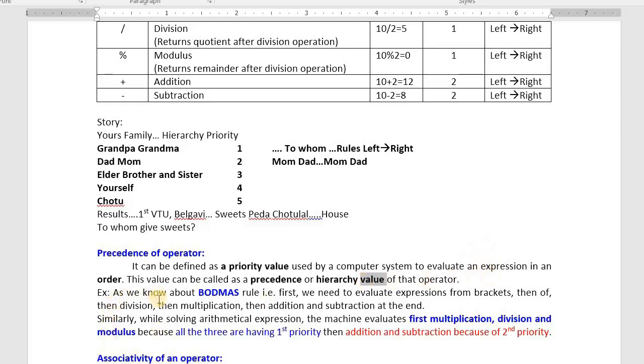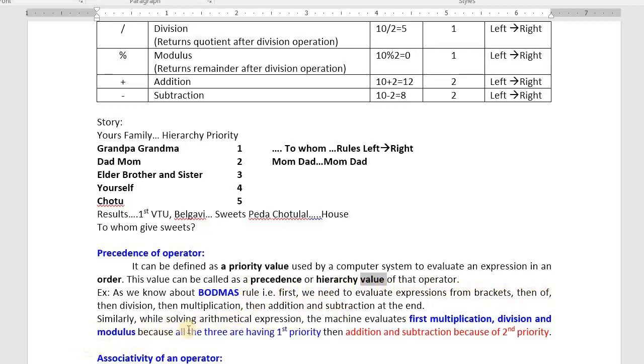And already you learnt this in your HSC. In high school you learned BODMAS, no? Similar to that, not only similar, a similar topic. First we evaluate brackets, then of, then division, then multiplication, then addition and subtraction. We need to evaluate expressions from brackets first, then of, then division, then multiplication. This is what precedence you can say.